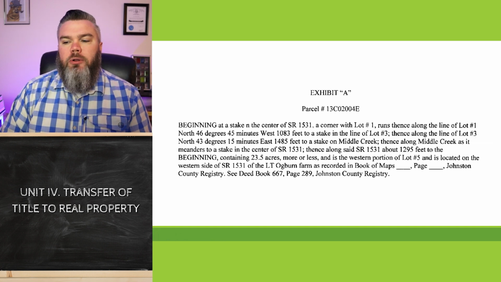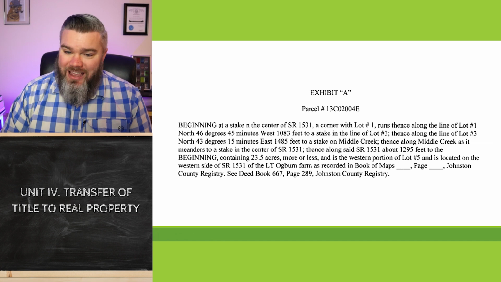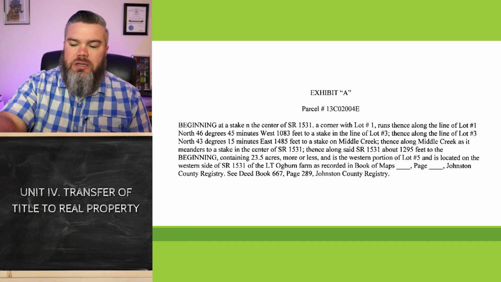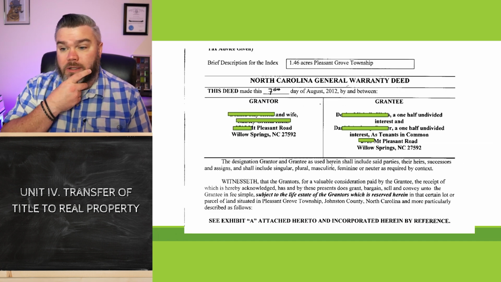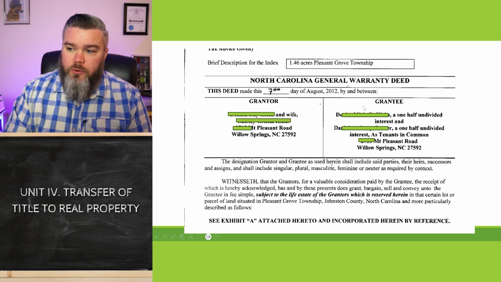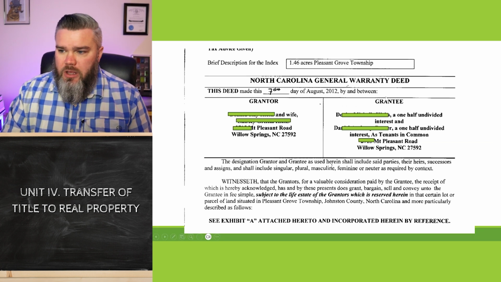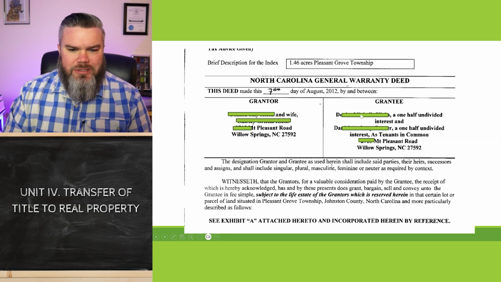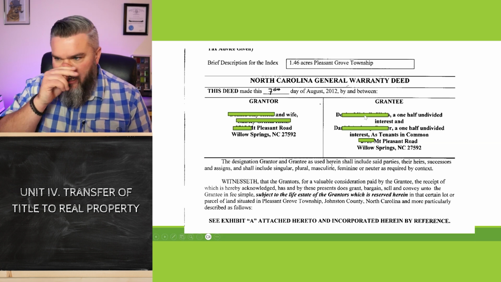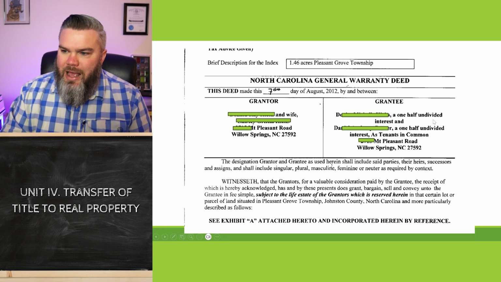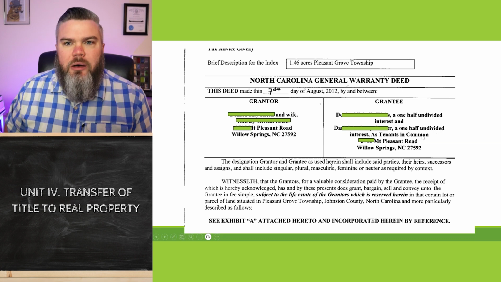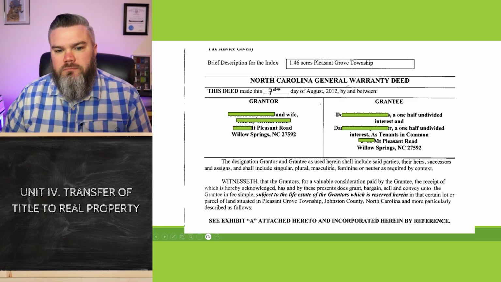Now let me show you a couple other interesting things. I can't show you everything on the deed yet because I haven't taught it all to you yet, but let me show you a few things. First and foremost, name's the grantor, name's the grantee. And the grantee, I blocked out the names. It's not super consequential because they're public record, but a 1/2 undivided interest and a 1/2 undivided interest as tenants in common. You've heard that before.